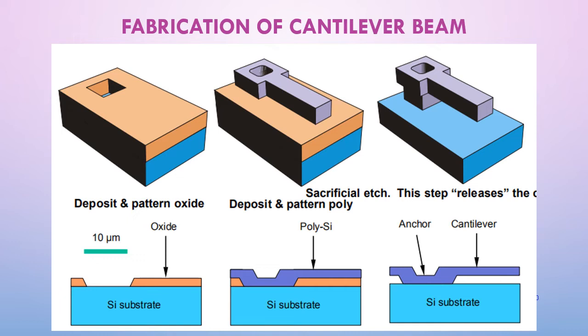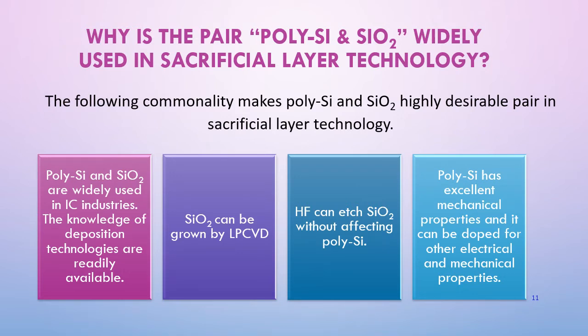And then the last step is to etch away the silicon oxide on the surface of the substrate, so it will leave the final product like this. This is how it will look in the real one. Why is the pair of polysilicon and silicon oxide widely used in sacrificial layer technology? Here are the reasons why poly-Si and SiO2 are a desirable pair.